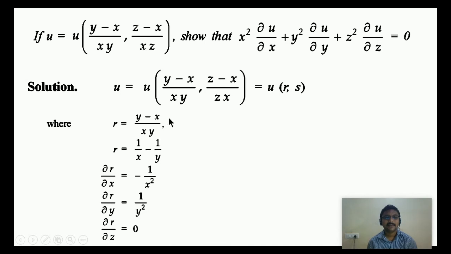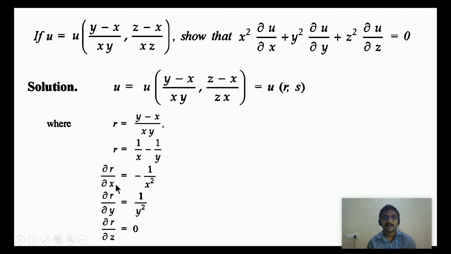So r is (y minus x)/xy. We need the partial derivatives ∂u/∂x, ∂u/∂y, and ∂u/∂z. To compute these partial derivatives, we need some derivative values. Those are ∂r/∂x, ∂r/∂y, and ∂r/∂z. To get these partial derivatives with respect to x, y, z, we just have to simplify r. y by xy is 1 by x, minus x by xy is minus 1 by y.